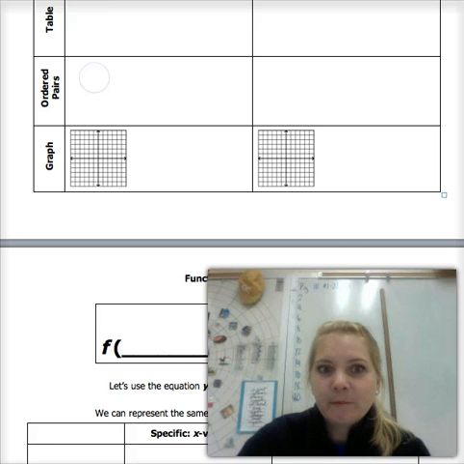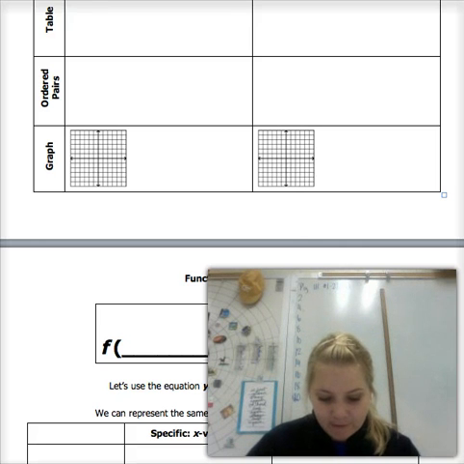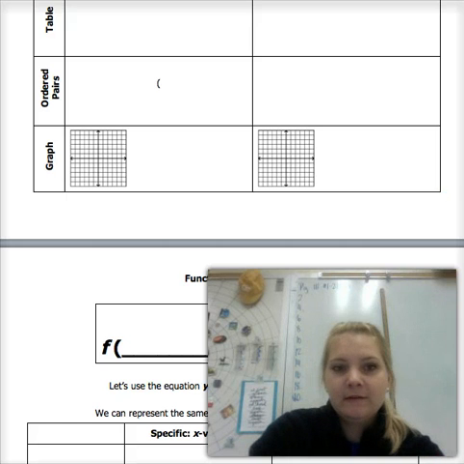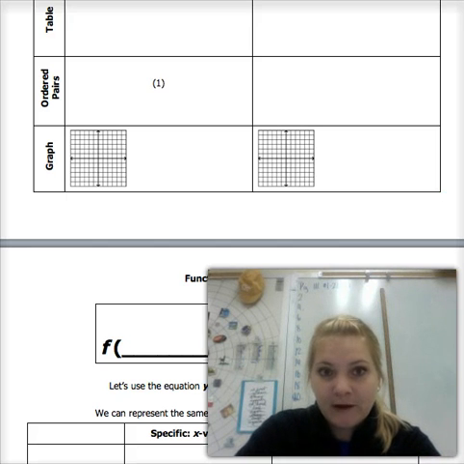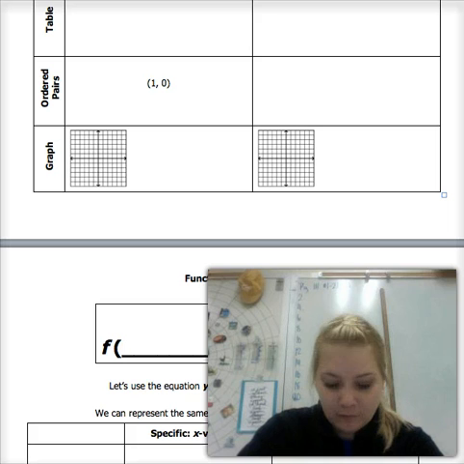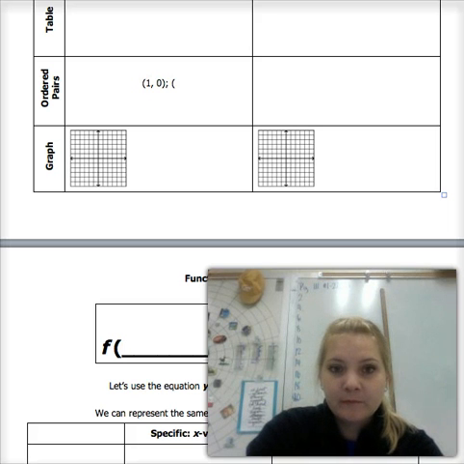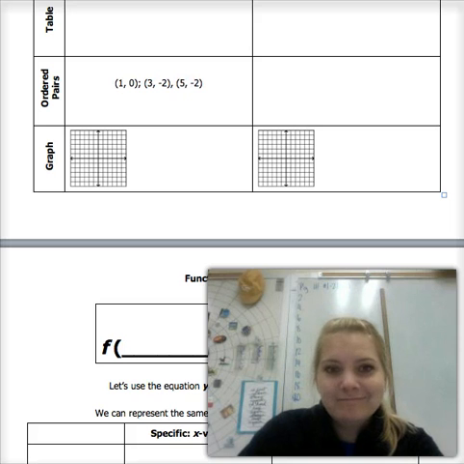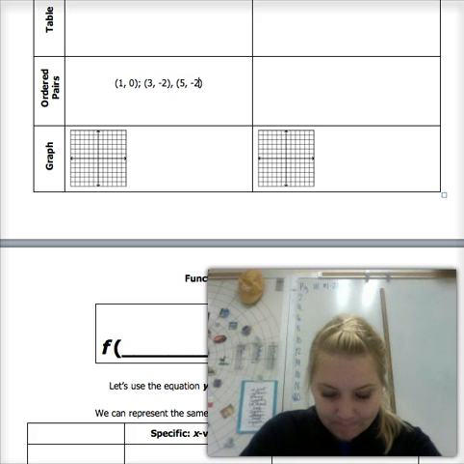All right, I moved it down just so we could take a look at the ordered pairs. So ordered pairs, we're going to take a look at those as a set. So an example of a function as an ordered pair, based off that, would be (1, 0), (3, -2), and then (5, -2).